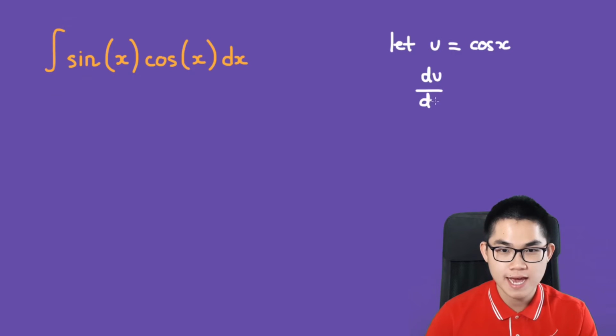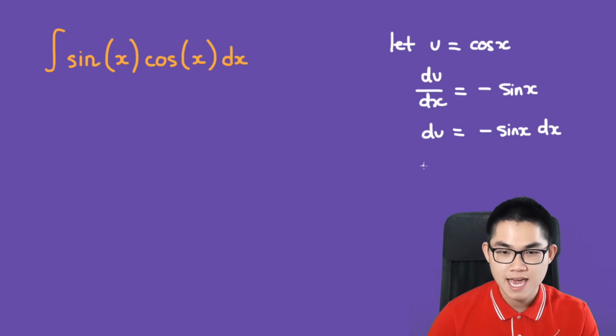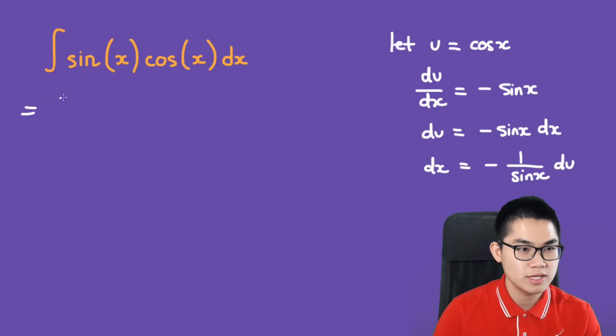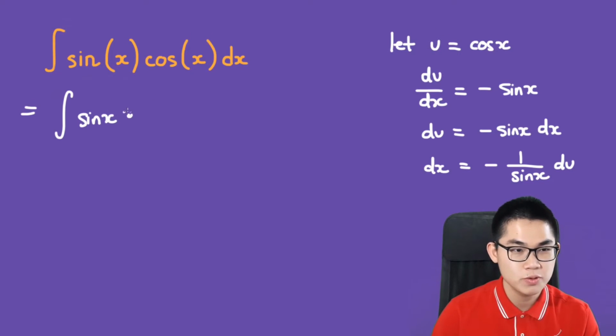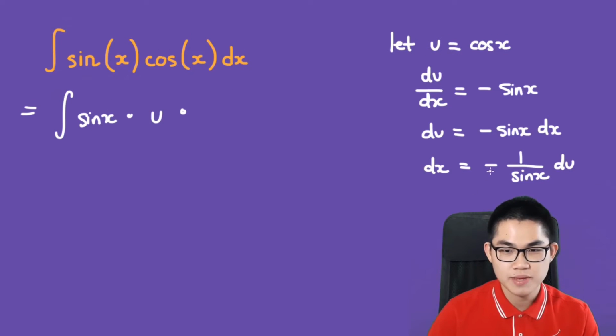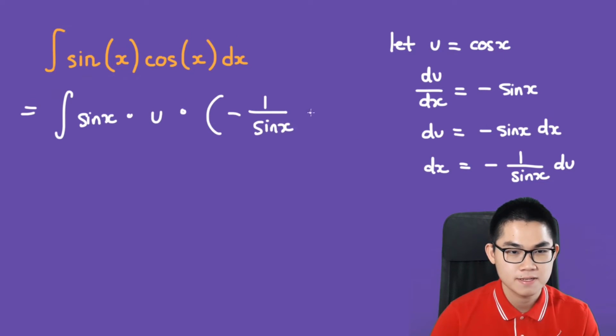So du over dx is equal to negative sine of x. So du is equal to negative sine of x dx. And dx is negative 1 over sine of x du. So we put it into this integral. We have sine of x times cosine of x, which we already let be u. Then dx is going to be negative 1 over sine of x du. So times negative 1 over sine of x du.